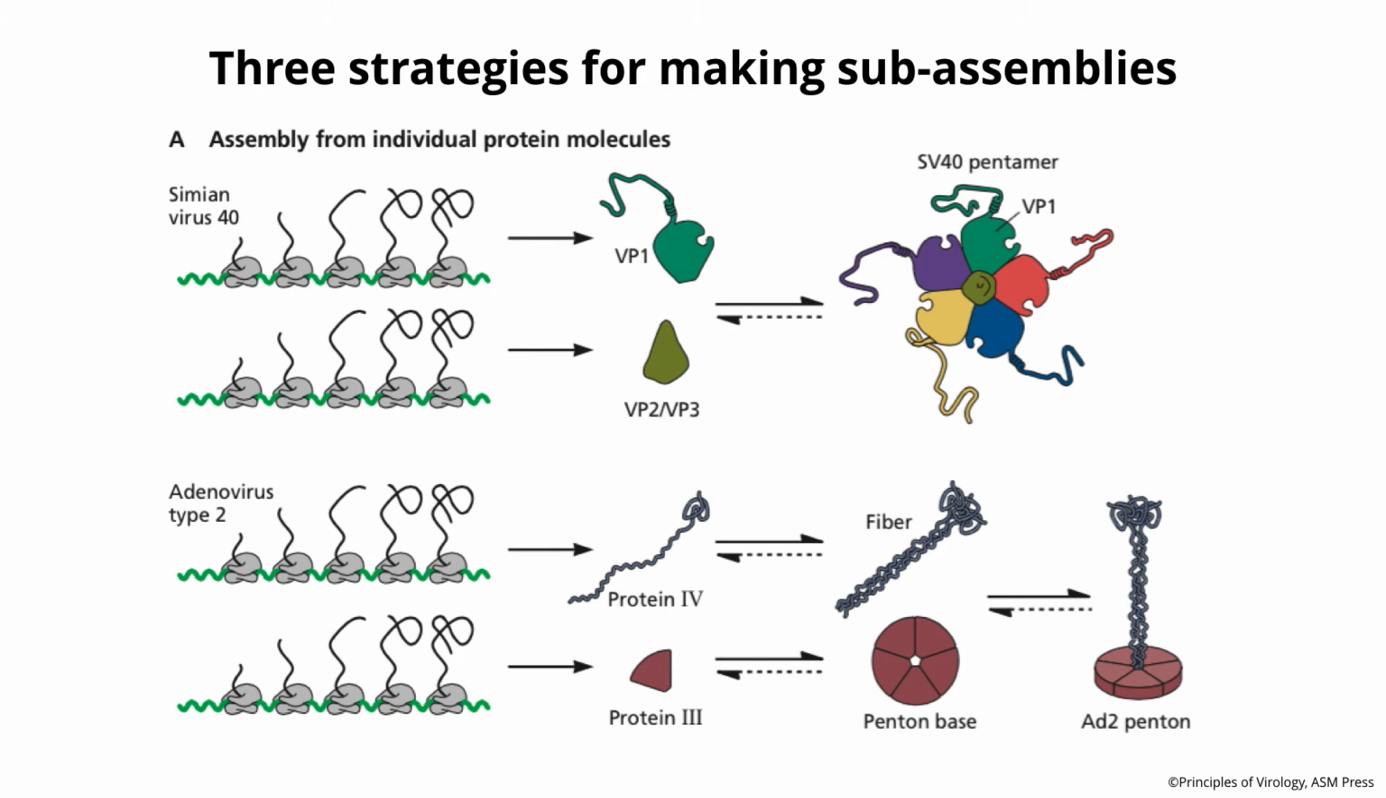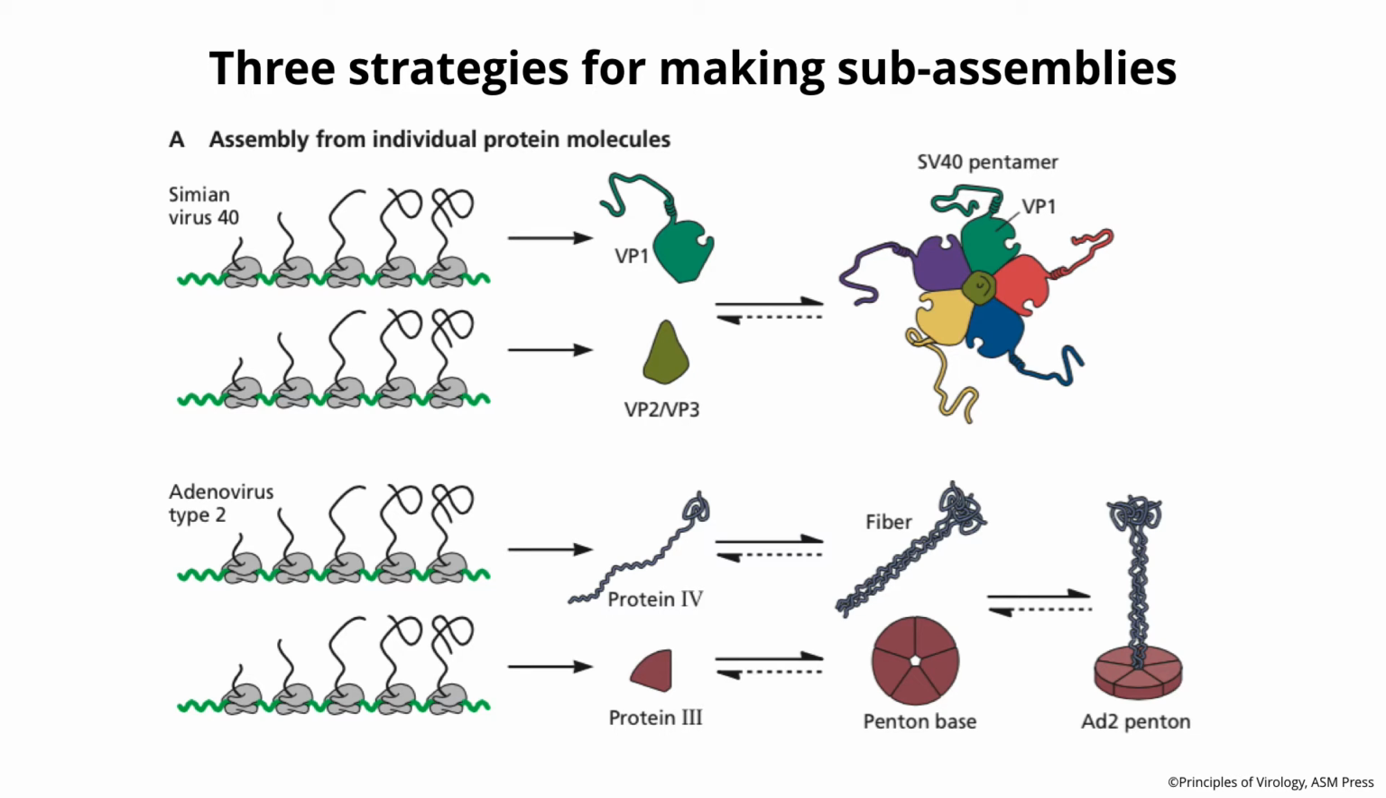Let's look at how you make a sub-assembly in some detail. I've shown you a picture using a bacteriophage. Let's look at a couple of examples using the viruses that we have talked about. We're going to look at three strategies. First, assembly from individual protein molecules. The top example is with SV40.